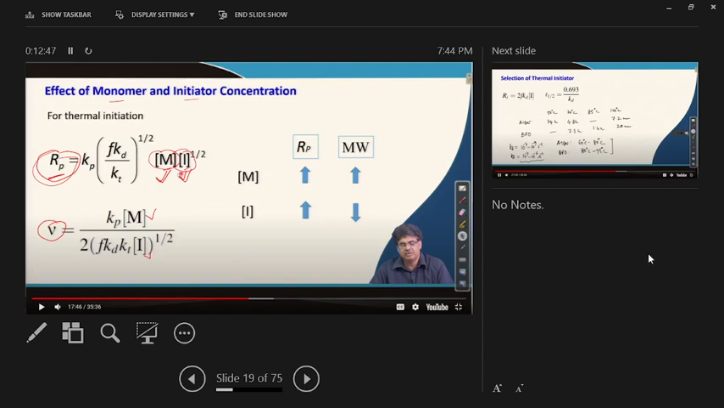So this expression is also saying the same thing which we explained by general discussion. When M is increased, the rate of polymerization will increase, and when I increases, the rate of polymerization also increases. But when M is increased, the molecular weight will increase, obviously. But as I is increased, the molecular weight will decrease, because when I is increased, the monomer will be distributed among more radicals.